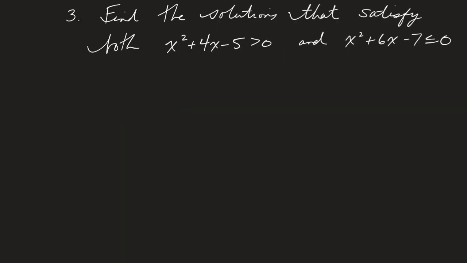Okay, and so now I want you to just give problem 3 a read. Problem 3 is a pretty quick read, but I want to make sure that we're good with it. So let's take a look at what the question's asking. It's asked us to find the solutions that satisfy both the first inequality and then the second inequality. So we have to find solutions that satisfy both x squared plus 4x minus 5 is greater than 0 and x squared plus 6x minus 7 is less than or equal to 0.